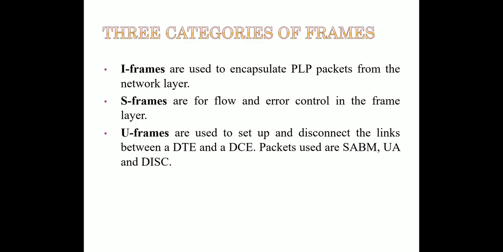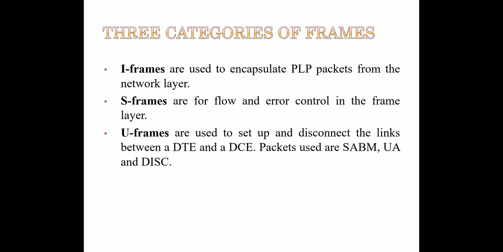The three categories of frames, as I told you, first is the I frame. They are used to encapsulate PLP packets from the network layer. So in the network layer or the packet layer, we get the packets, and those have to be converted into frames. That is basically our data which we need to convert into the frame. So an I frame is nothing but the data that we receive from the packet layer.